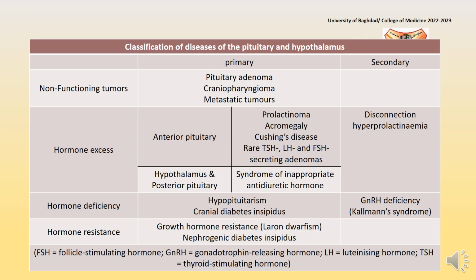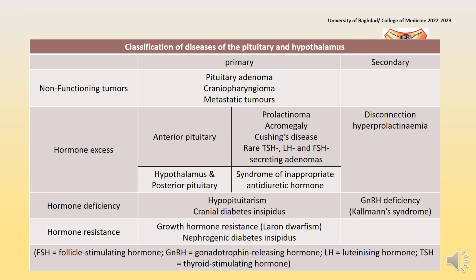Classification of diseases of the pituitary and hypothalamus. We have non-functioning tumors, hormonal excess, hormonal deficiency, hormonal resistance. Classification of disease of the pituitary. Non-functioning tumors may be primary pituitary adenoma, craniopharyngioma, and metastatic tumor.